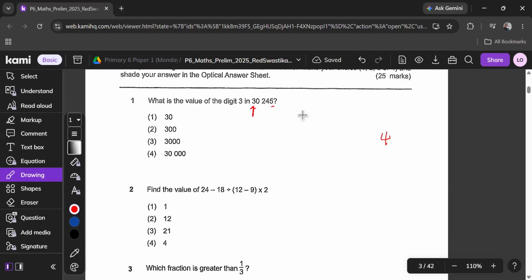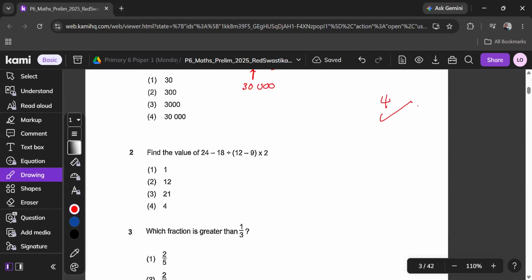This is ones, okay, 5 ones, 4 tens, 2 hundreds, 0 thousands, and 3 ten-thousands. So 3 ten-thousands is 30,000. Okay, that's the value. So answer number 4. Okay, all right. Question number 2.